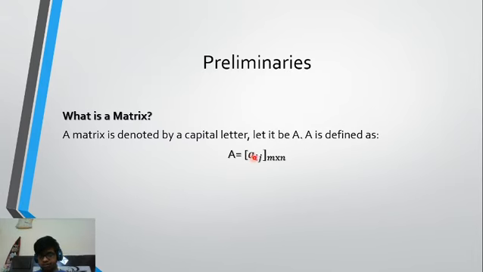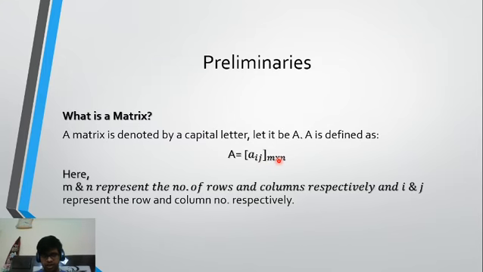A small letter is used for a basic representation of the element, and i and j and m and n are as follows. Here m and n represent the number of rows and columns respectively, and i and j represent the row and column number respectively. Basically, Aij is a particular element of the ith row and jth column, right? And m into n just tells us the order of the overall matrix. It is clear that i is always less than or equal to m and j is always less than or equal to n.